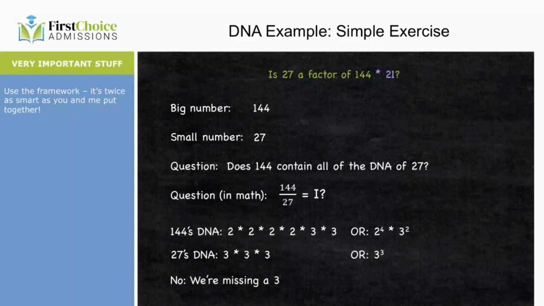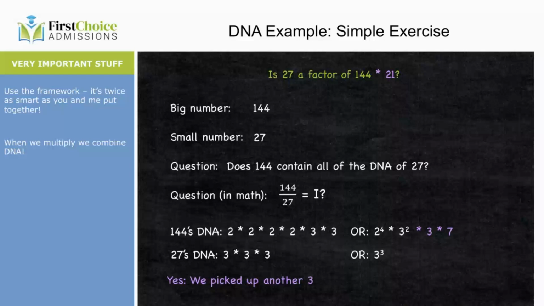Let's change the question just a little bit. Is 27 a factor of 144 times 21? Now remember, when we multiply numbers together, all we do is combine their DNA. So the DNA of 144 times 21 must be 2 to the 4th times 3 squared times 3 times 7, because that is the DNA of 21, and all we do is tack it on to the DNA of 144. Now, does 144 times 21 contain all the DNA of 27? Yeah, it sure does. We picked up that other 3 that we needed.